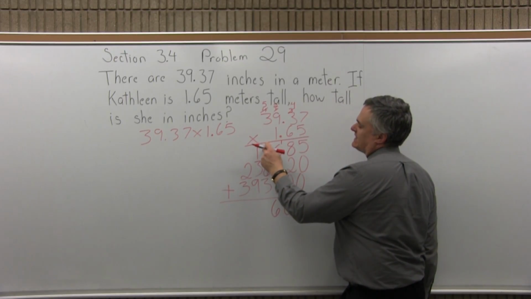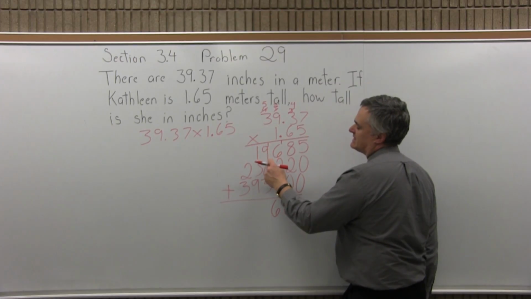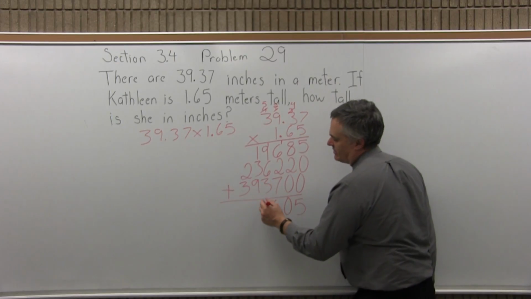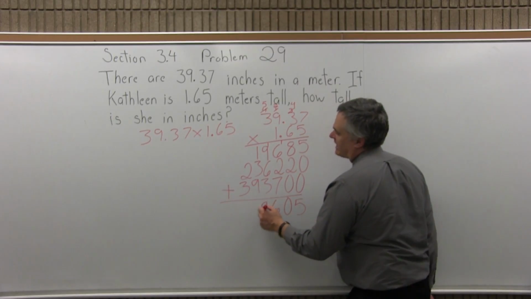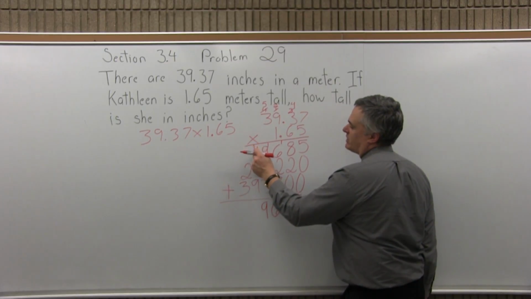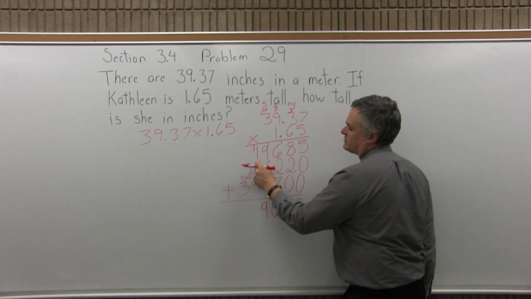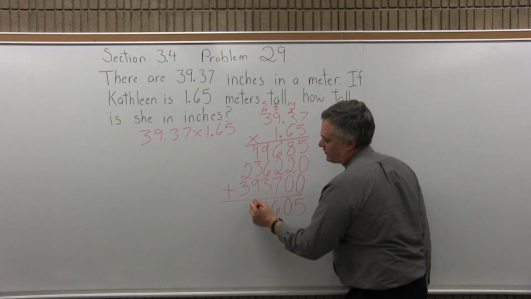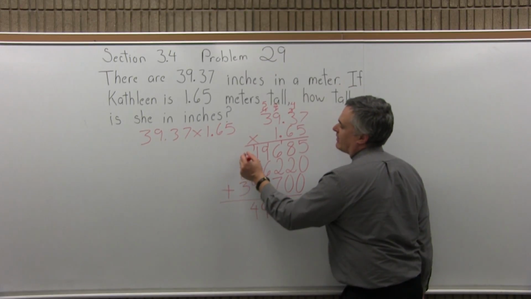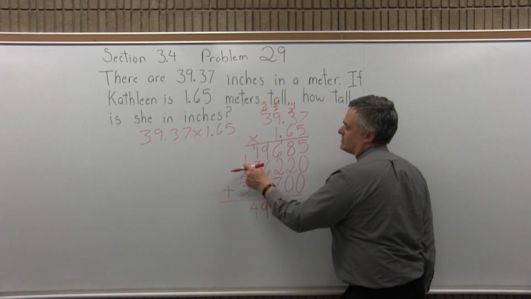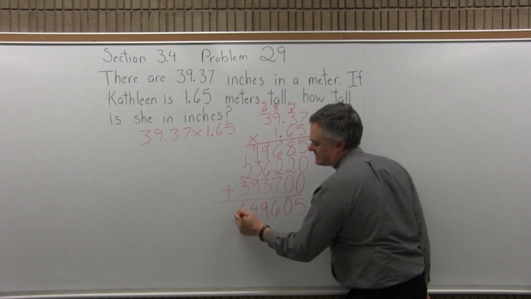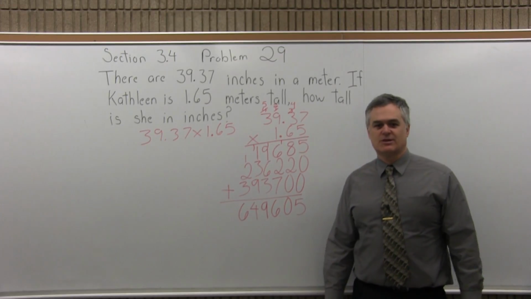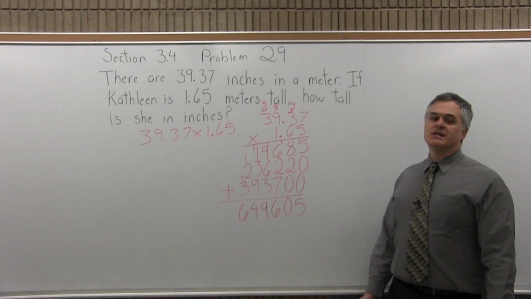1 plus 9 is 10. 10 plus 6 is 16. 16 plus 3 is 19. For 19, write the 9, carry the 1. So now 1 plus 1 is 2. 2 plus 3 is 5. 5 plus 9 is 14. For 14, write the 4, carry the 1. Now 1 plus 2 is 3. 3 plus 3 more is 6. And without the decimal, it would be 649,605. But where does the decimal point go?